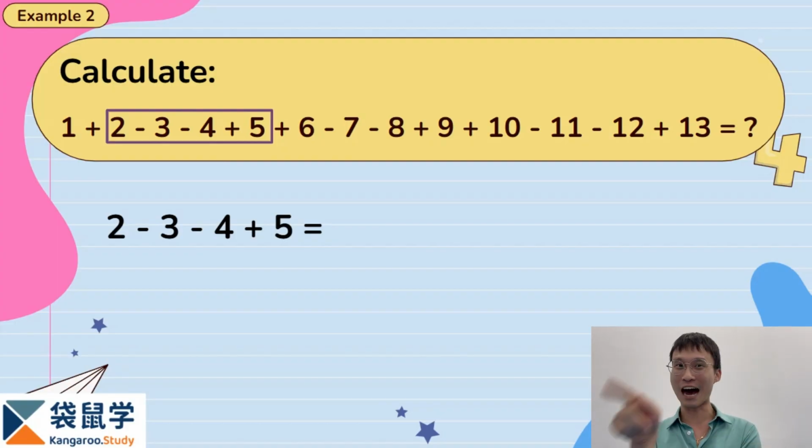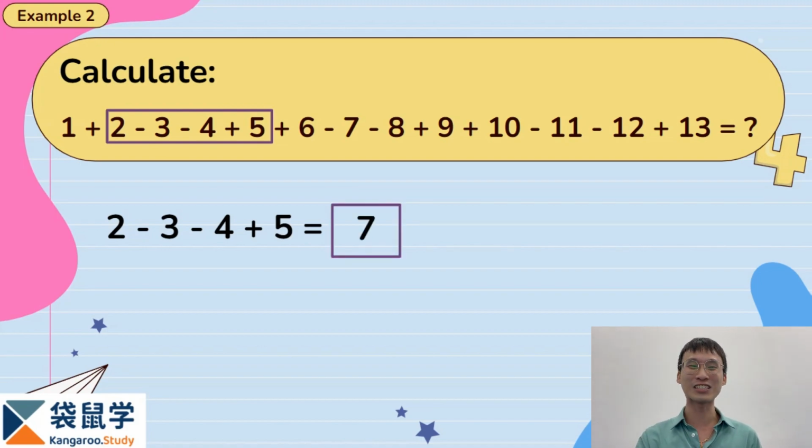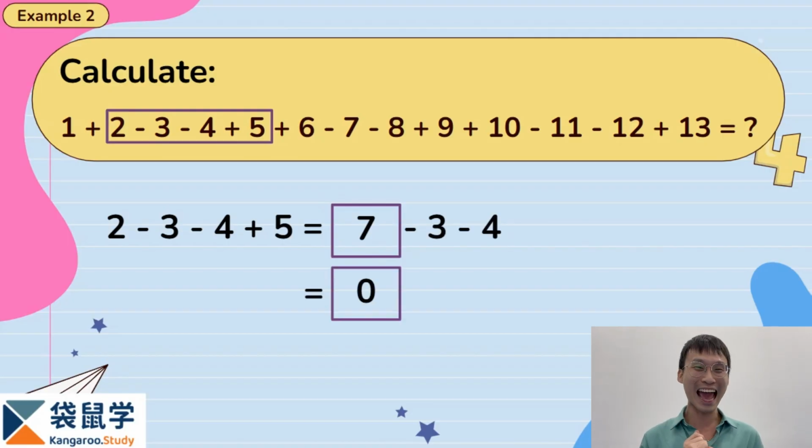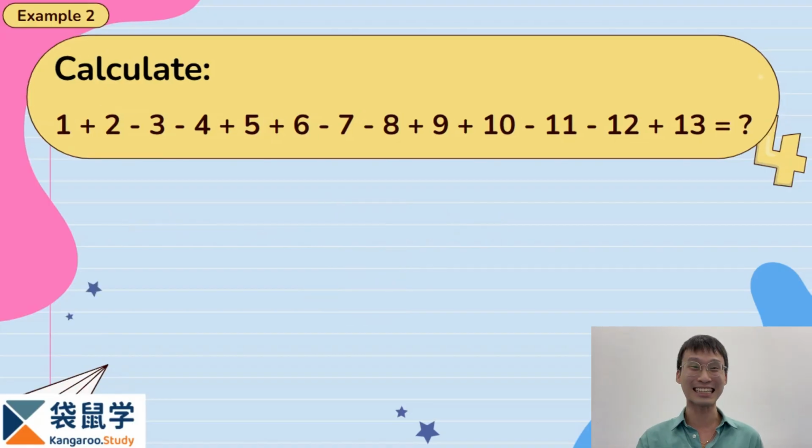Let's watch carefully. 2 cannot minus 3. So let's just jump ahead and add 5 first. So what is 2 plus 5 equal to? 7. And 7 minus 3 minus 4 will give us a value of 0. Yay, this works.